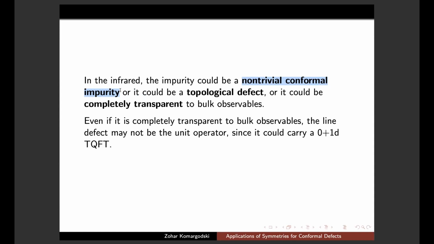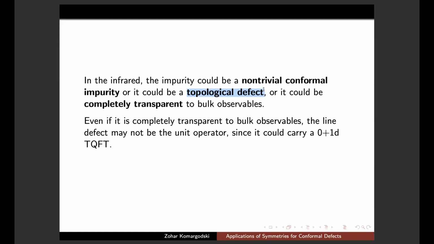And the correlation functions in the presence of this impurity obey some conformal group, which is smaller than the full conformal group. Another option that is much more familiar from the study of symmetries is that the line defects become topological. So it becomes a line operator that's topological, so it generates some sort of higher symmetry. That is a possible scenario for what the infrared limit of a line operator could be. It could be some topological operator.